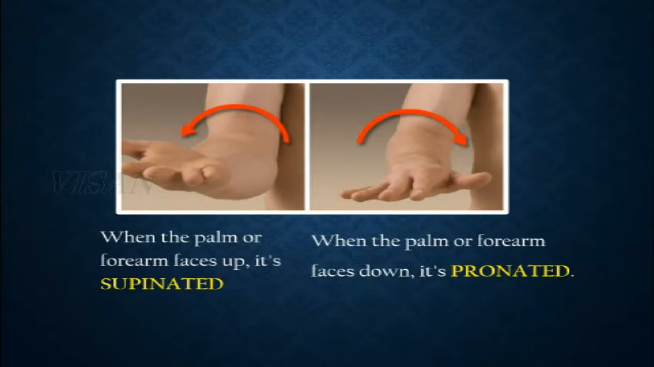In the first picture we can see the palm as well as the forearm facing upwards. So this position or this movement is called supination, or it is in the supinated condition. When the palm as well as the forearm is facing downwards, it is pronation or in the pronated condition. In Tamil simply we say summa pota supination, porati pota pronation. It is a mnemonic, easily you can remember.